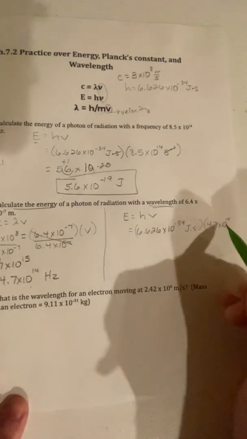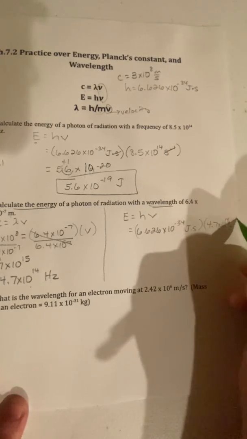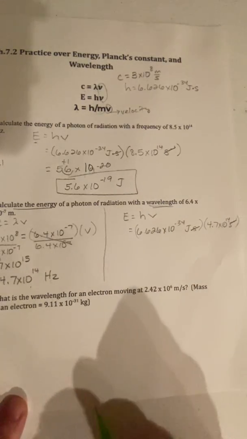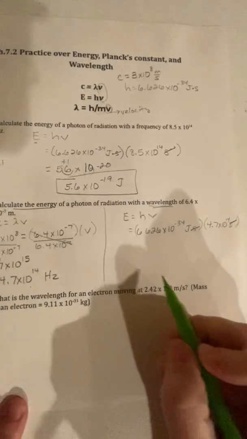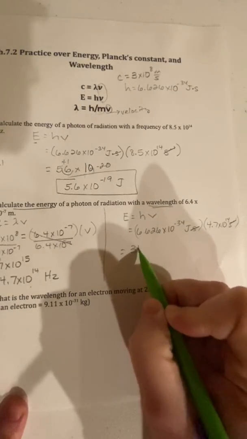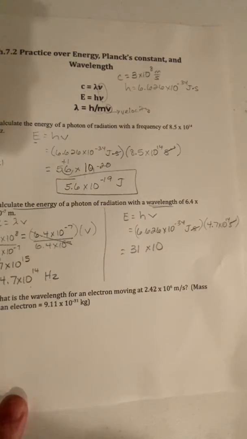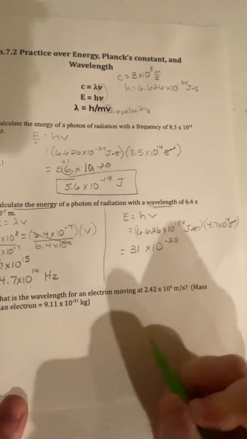Hopefully you guys can see that, times 10 to the 14th. Again, it's hertz. I can also say seconds to the -1, meaning those units are going to cancel out. So I've got to multiply my numbers here. So 6.626 times 4.7 gives me, I need two significant figures, that's 31 times 10 to the -34 plus 14. I'm adding my exponents, is -20.